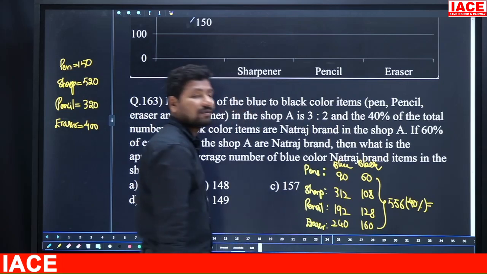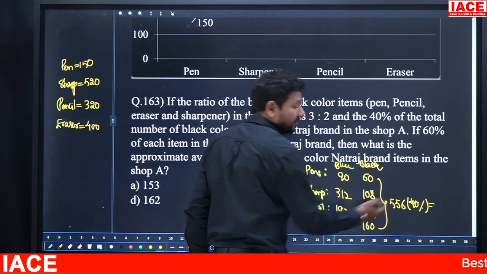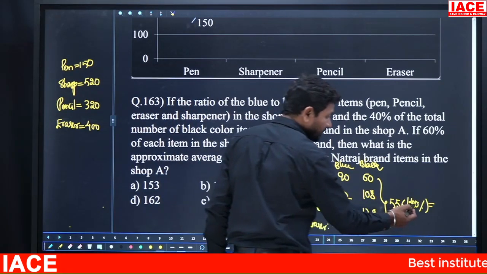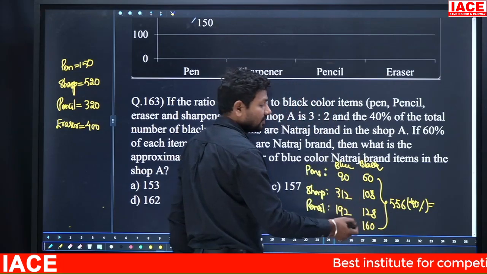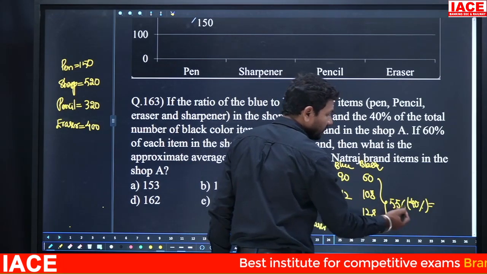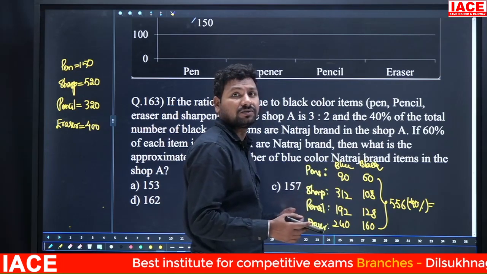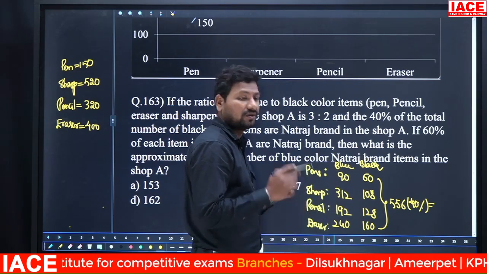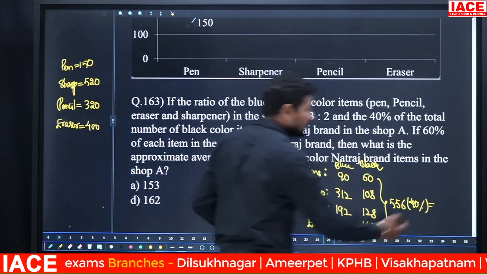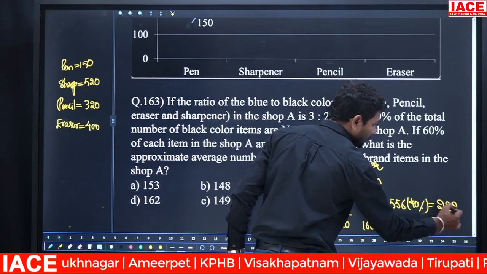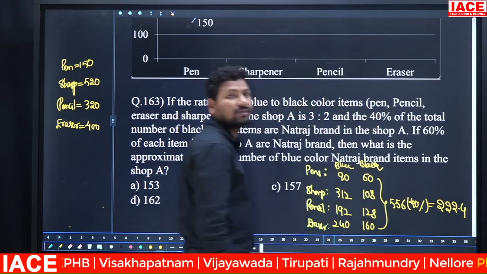40%. Here 556 and 40% is required. 40% means we will take 40 by 100. The zeros will be cancelled. We will get 1 decimal. 4 into 556. 4 500s are 2000. 4 50s are 200. 2200 and extra 24. It is becoming 2224. But with 1 decimal it is becoming 222.4.